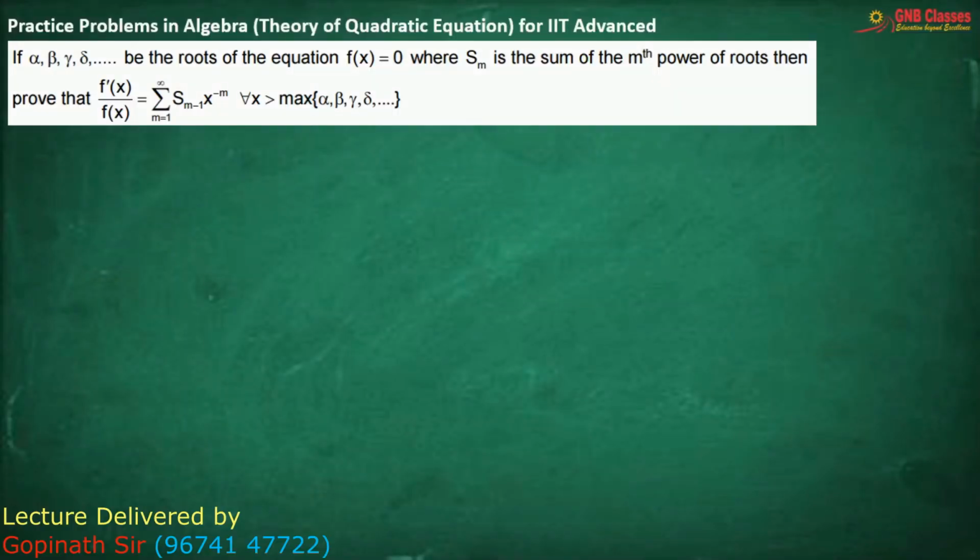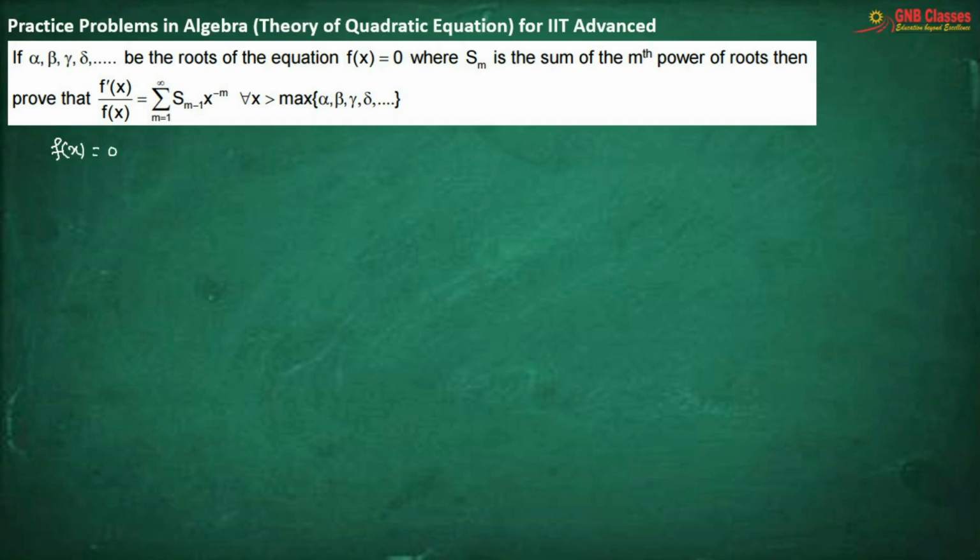In this problem, they have said that alpha, beta, gamma, delta, and so on are the roots of the equation f(x) equals 0, and S_m is the sum of the mth power of the roots. Then prove that f'(x)/f(x) equals sigma m starts from 1 to infinity S_(m-1) x to the power minus m, for all x greater than the maximum value of the roots.